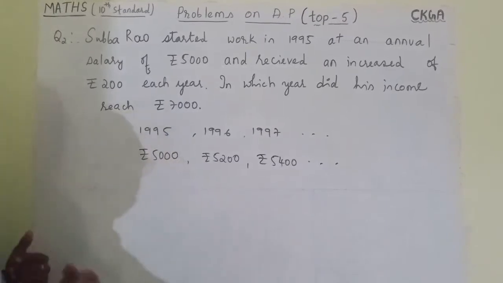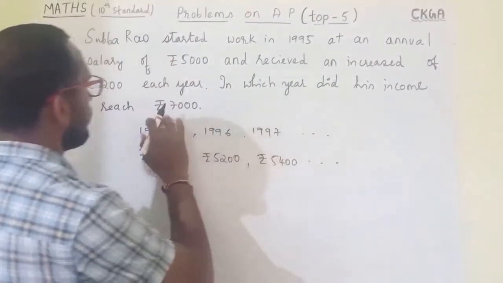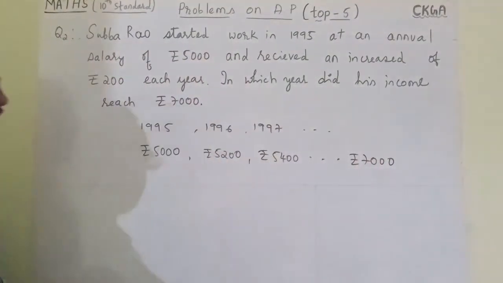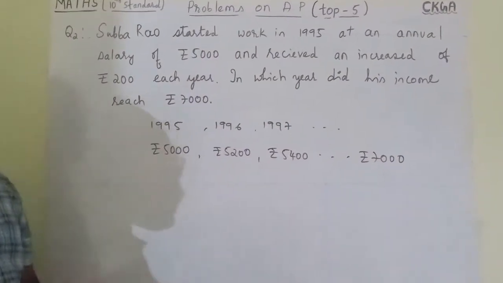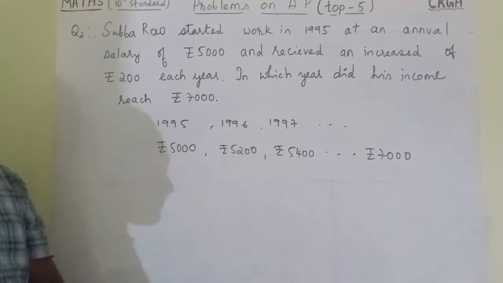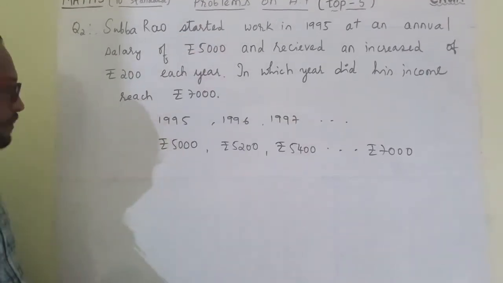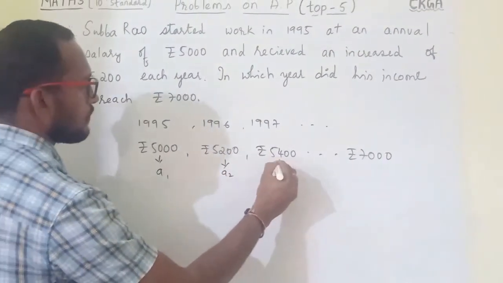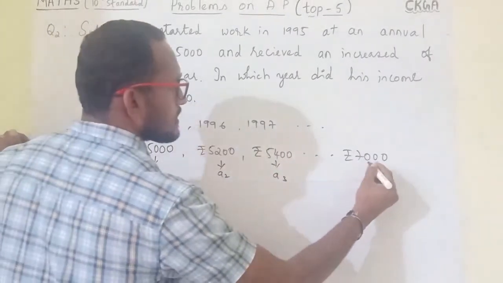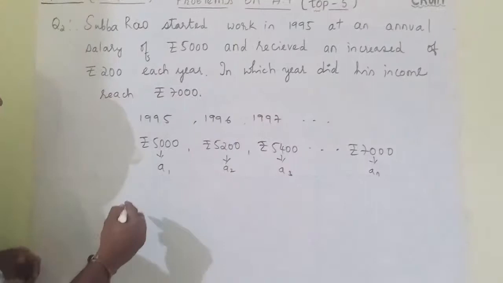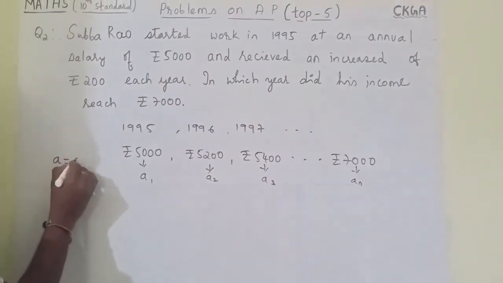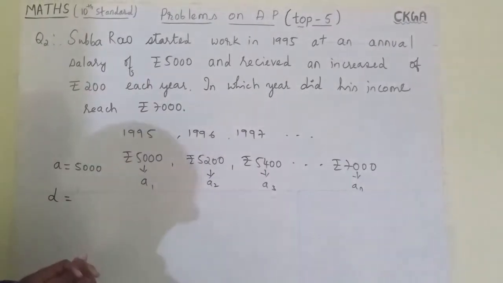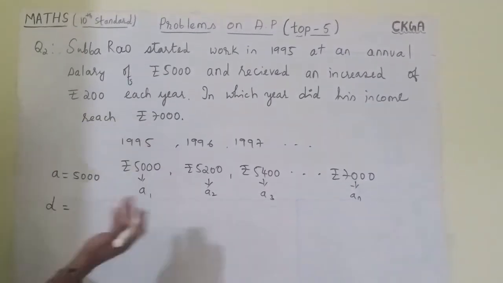Now you can collect data from this. It's very simple. The final salary given here will be rupees 7,000. I think your mind is already getting an idea. How could you solve it? By using the concept of An, as we solved in the previous problem. Let me consider 5,000 as a1, 5,200 as a2, 5,400 as a3, and finally 7,000 as An. The same concept. So a is equal to 5,000, and since 200 is the annual increment, the common difference is defined by the a2 minus a1 concept.